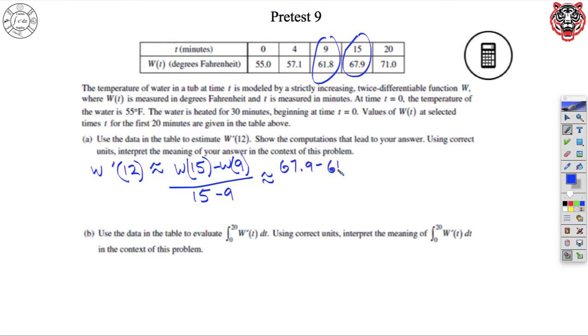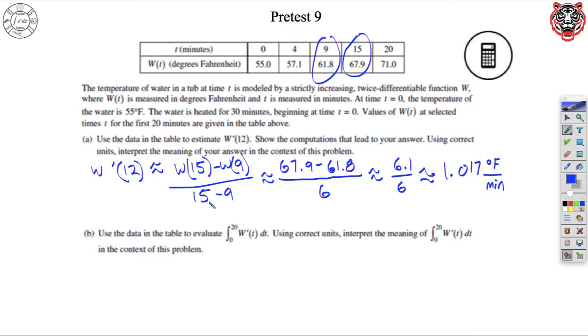67.9 minus 61.8, all of that divided by 15 minus 9. I'm just going to leave that as 6. So is that 6.1? Yeah. And if you did use your calculator, you could have left it at 6.1 over 6, but that is 1.017. And we need to have units because it said using correct units. So that's degrees Fahrenheit per minute.